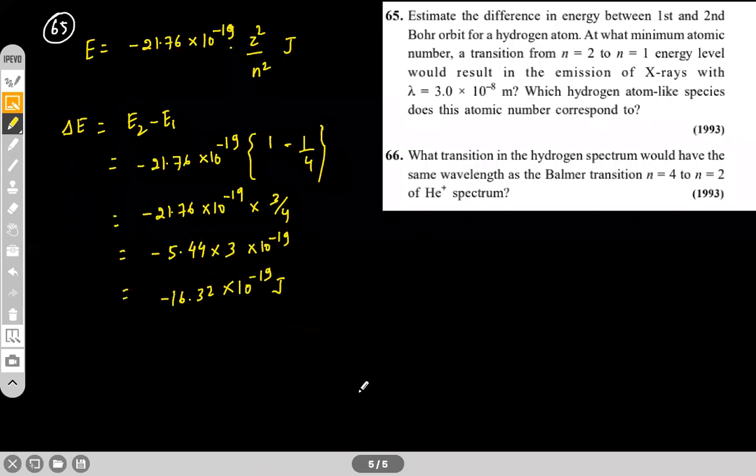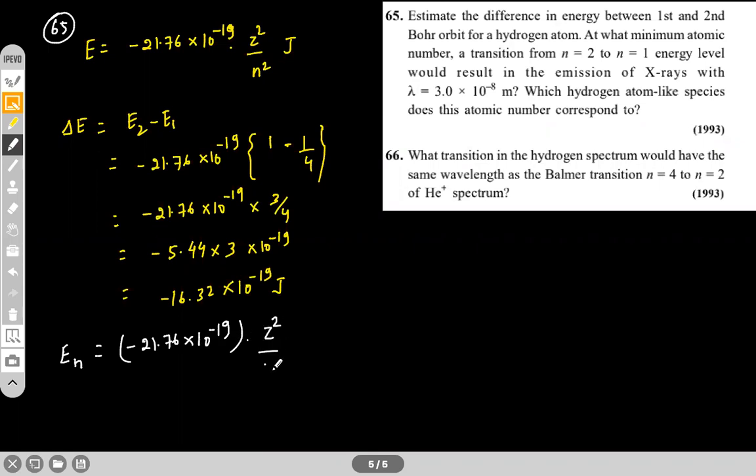Okay, so for any atom, we do not know what atom it is. For any atom, if you write down the expression for nth energy, it is equal to minus 21.76 into 10 to the power minus 19 Z square by N square. The question asks what hydrogen-like atom species this atomic number corresponds to. So delta E we know, that is E2 minus E1, which is also equal to minus 16.32 into 10 to the power minus 19.